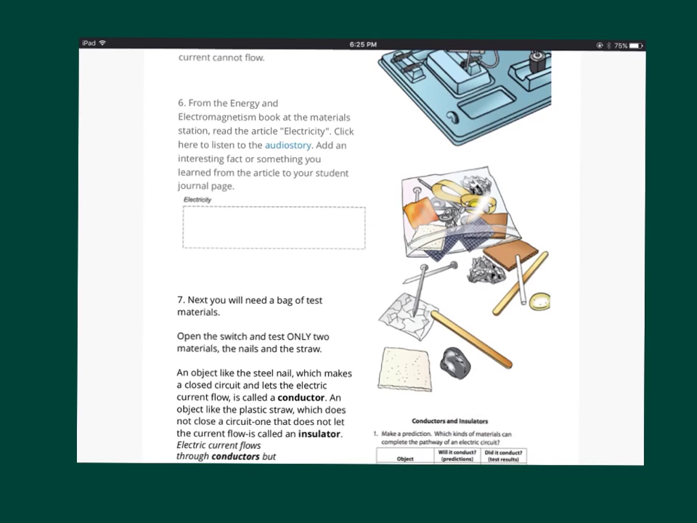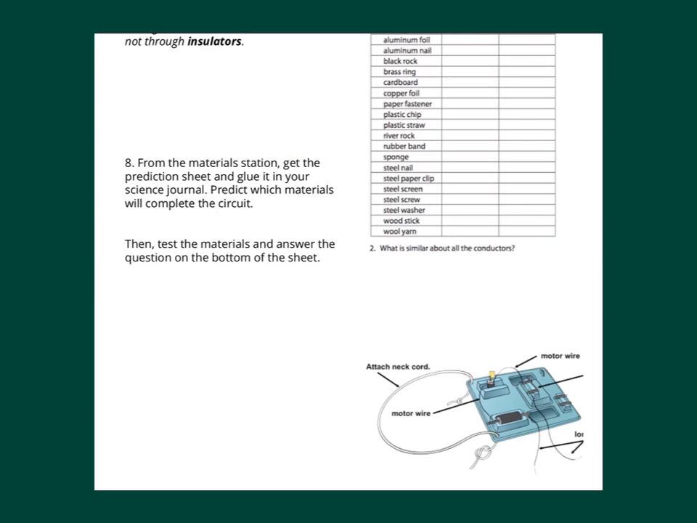Open the switch and test only 2 materials, the nail and the straw. An object like the steel nail, which makes a closed circuit and lets the electric current flow, is called a conductor. An object like the plastic straw, which does not close the circuit and does not let the current flow, is called an insulator. Electric current flows through conductors, but not through insulators.